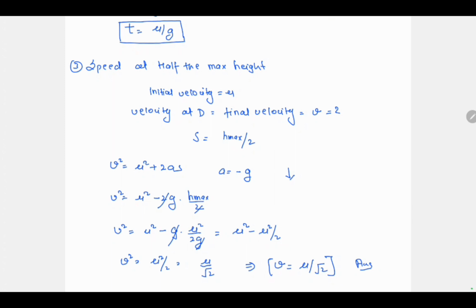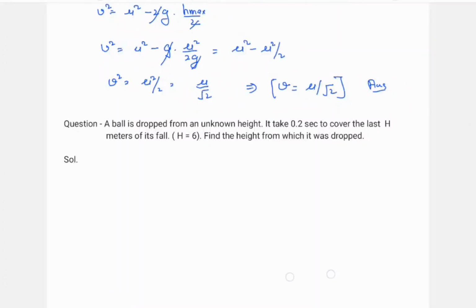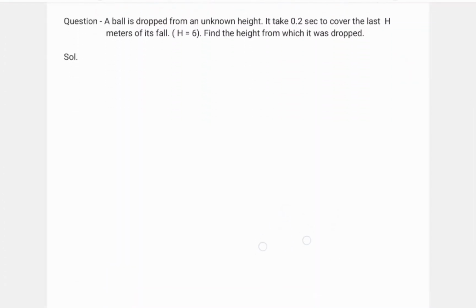Now we will discuss another question on the topic, linear motion under gravity. Let's see the next question. It states: a ball is dropped from an unknown height. It takes 0.2 seconds to cover the last h meters of its fall. h is given as 6. Find the height from which it was dropped. Let's see how to solve it.